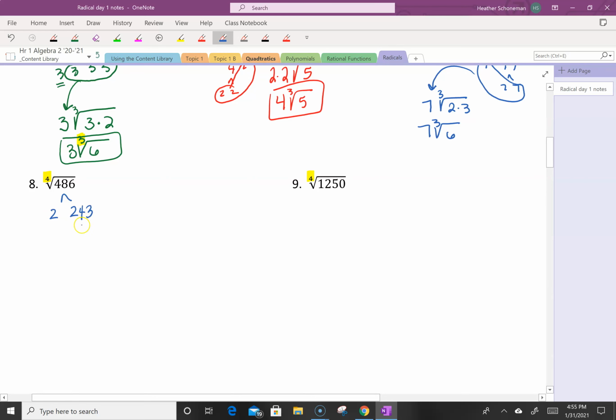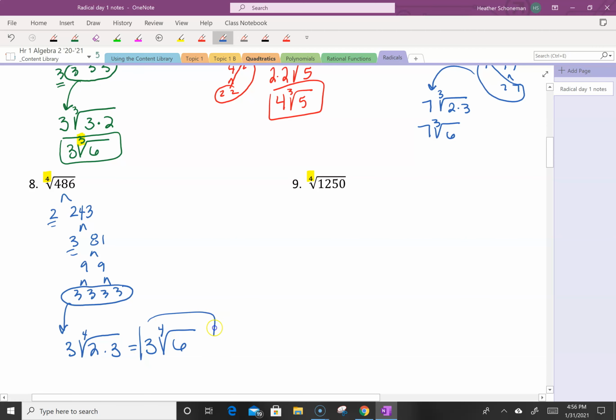Let's see if 3 will work. Oh, it does. 3 and 81. 9 and 9. 3 and 3, 3 and 3. So here's a group of 4. That goes outside, and then inside I have a 2 and a 3. So my final answer is 3 4th root 6.